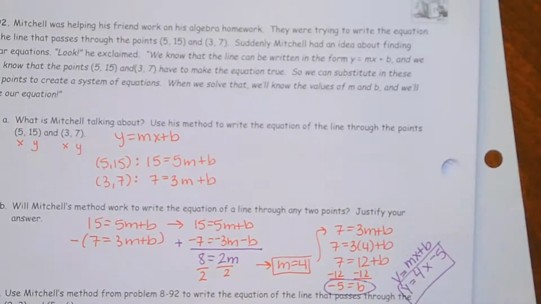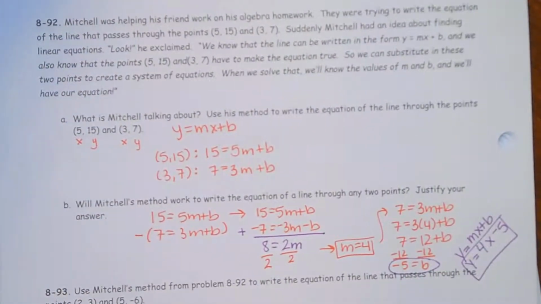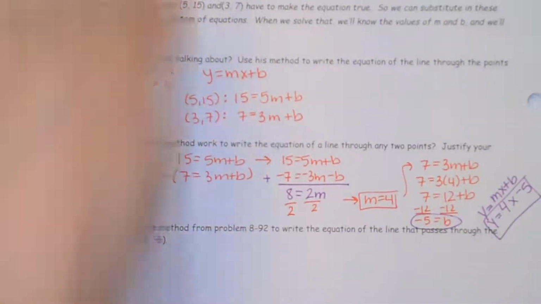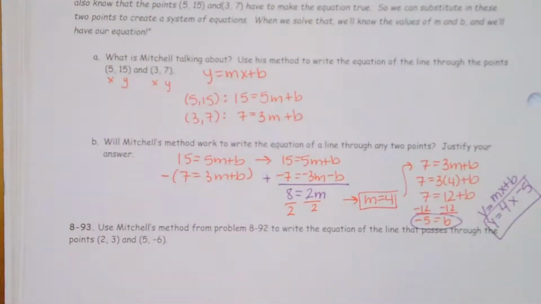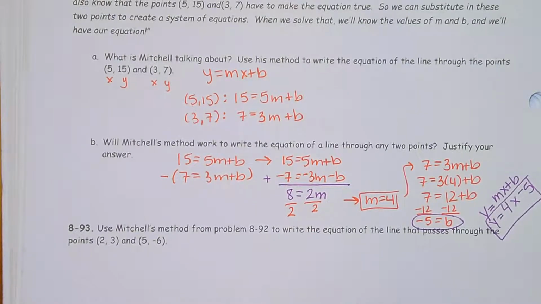So now we're going to do the same thing for the next one. Same idea. Again, it's going to be a line. So for this one, use Mitchell's method from problem 8-92 to write the equation of the line that passes through the points (2, 3) and (5, -6). So you set this up and try this, and then you can pause the video, and then we can restart it and see if you got the right answer.